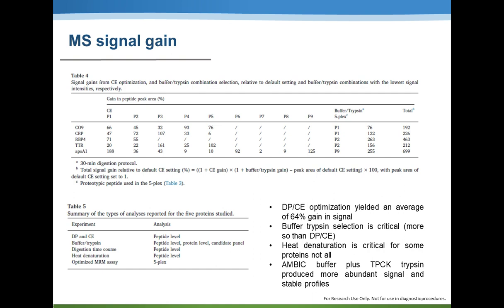So just a little summary of the study. The DPC optimization is important, which yielded a greater than 60% gain in signal. The buffer and trypsin selection is critical. Heat denaturation is also critical, but it's only for certain proteins, not all. AMBIC buffer plus TPCK trypsin produce a more abundant signal and stable profiles.